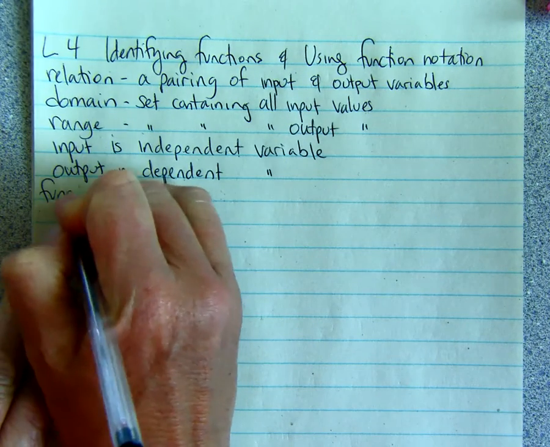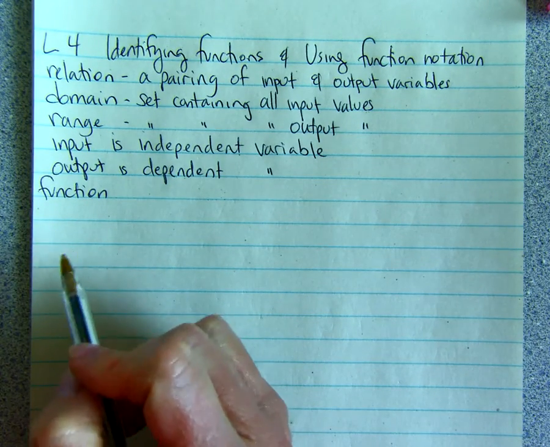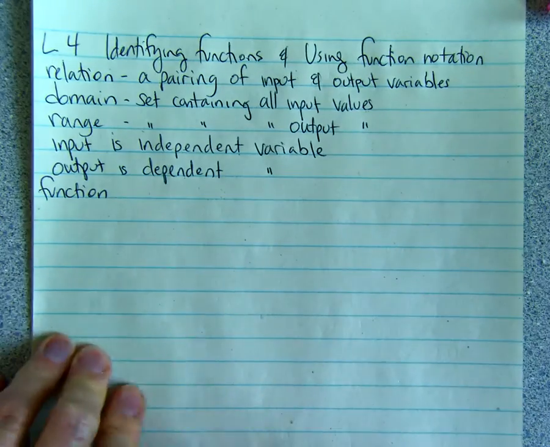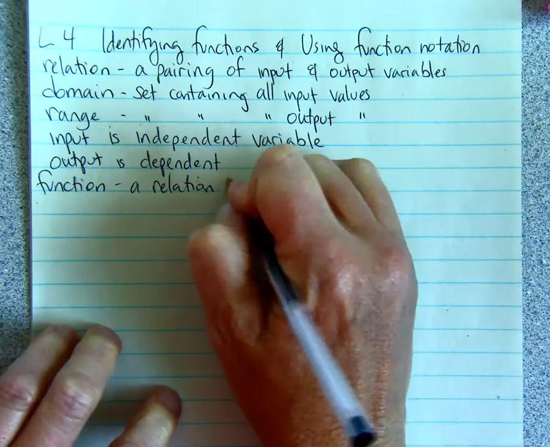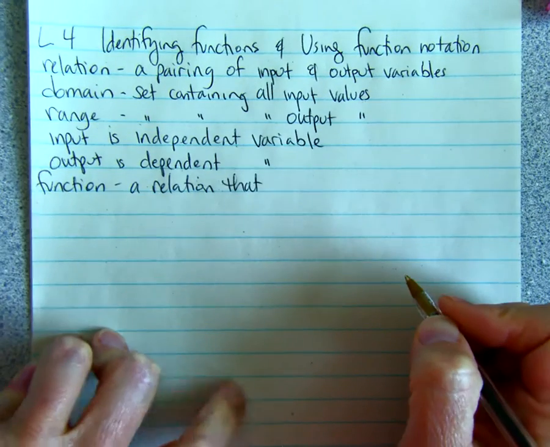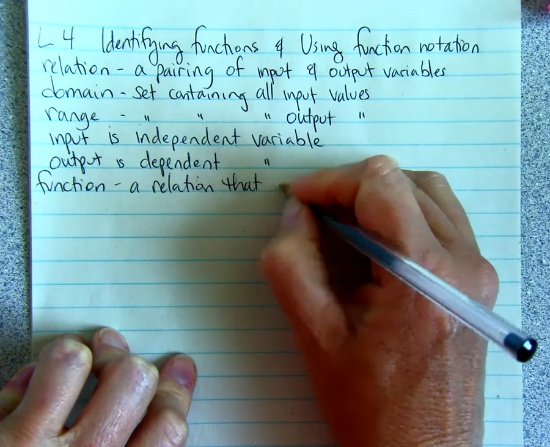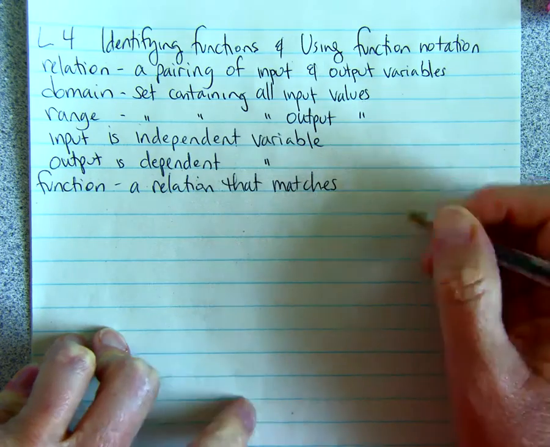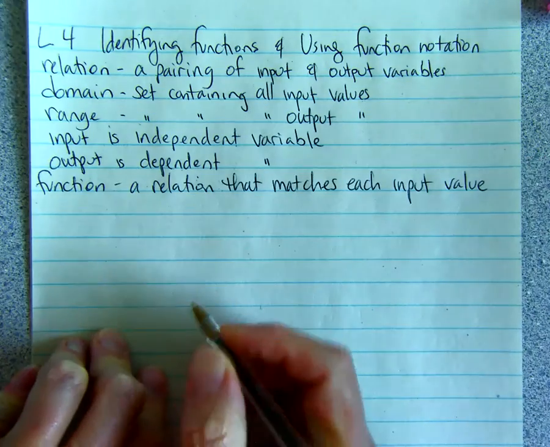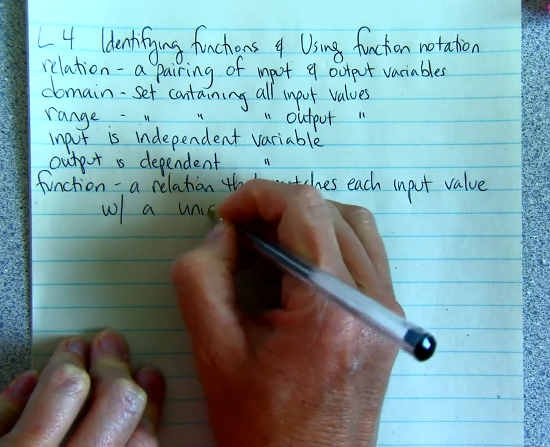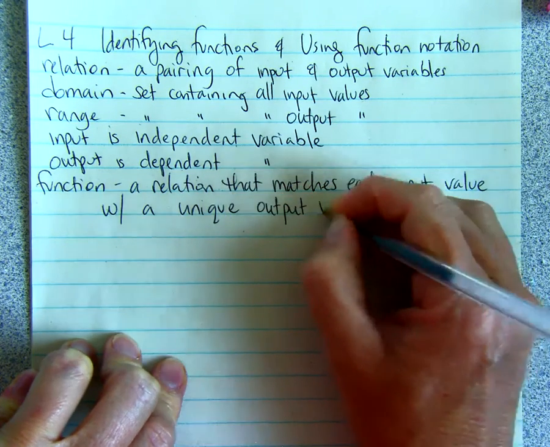Now, a function is a specific type of relation. In other words, all functions are relations, but not all relations are functions. So a function is a relation that matches each input with a unique output value. That means there's no other one, there's only one unique output value.